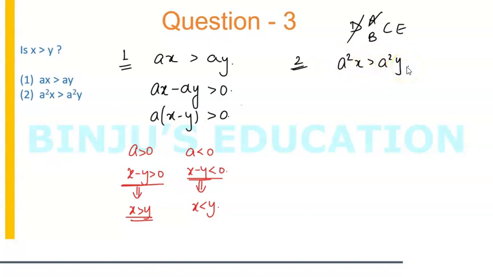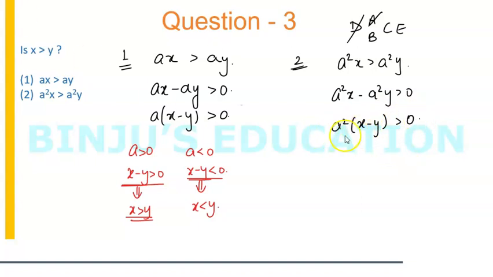So again, I won't remove A square from both the sides because again, I do not know whether A square is 0 or positive. Now A square can't be negative, that's for sure, but A square can be 0. So again, I can't just remove or divide both sides by A square. So I'm going to subtract A square Y on both the sides. Let's take A square common. Into X minus Y is greater than 0.